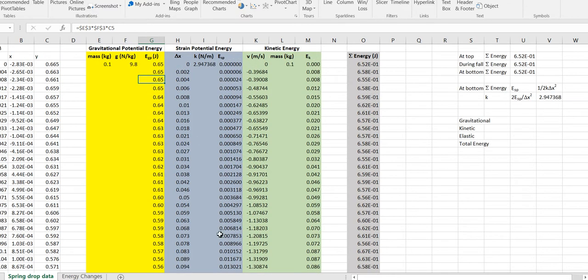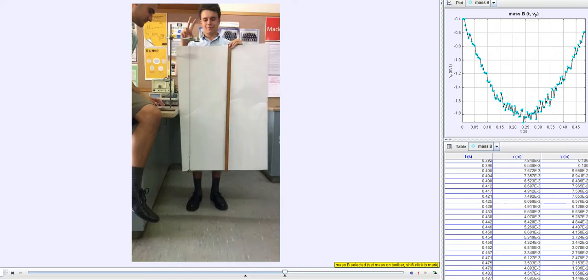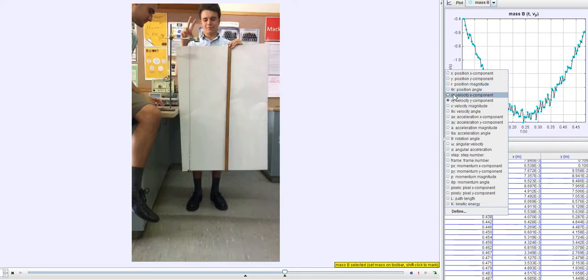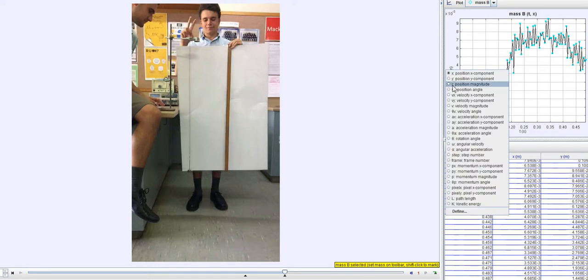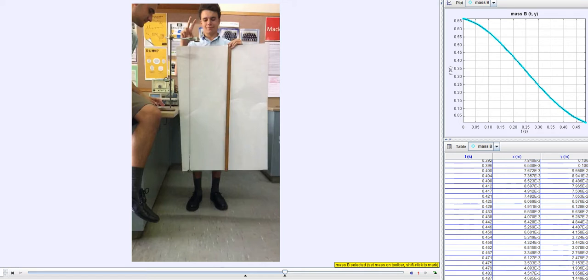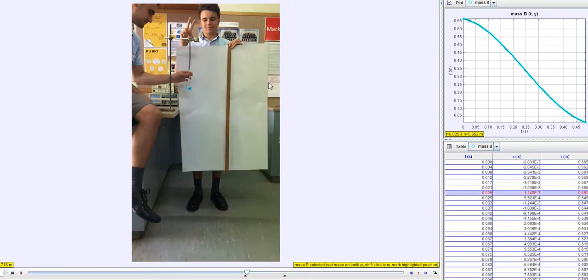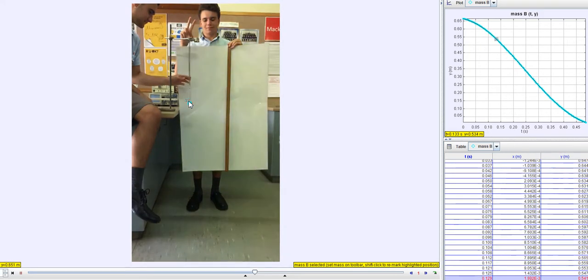I can also look at the amount of height, or the displacement rather, as this travels along. So if we go back to our displacement graph, our y displacement, as that one travels, you can see that as it moves along, it's displacing with time. And again, we're collecting all the data here. So this is really it. This is the delta x from its reference position or its resting position that we can use to work out the strain potential energy.